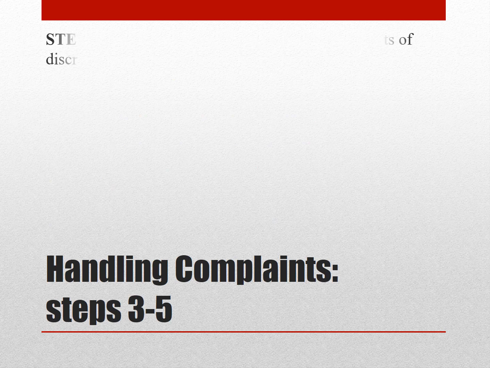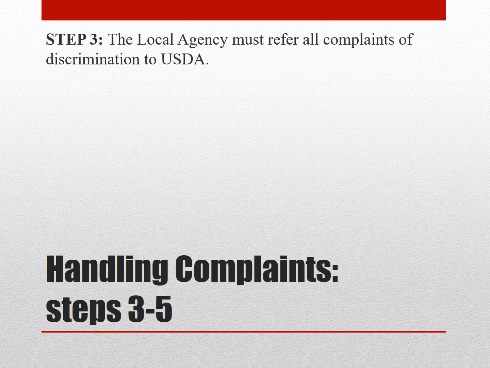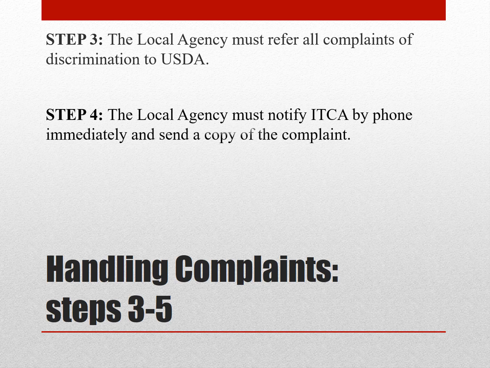Step 3 is that the local agency must refer all complaints of discrimination to the USDA Director, Office of Civil Rights. The contact information for this person, like most important civil rights information, can be found on the Injustice for All poster or the long form of the non-discrimination statement. Step 4, the local agency must notify the state agency of the complaint. The local agency needs to immediately notify the ITCA WIC Director of the complaint by phone, and then submit a written copy of the complaint to ITCA within 4 working days.